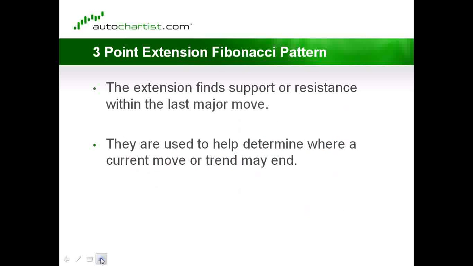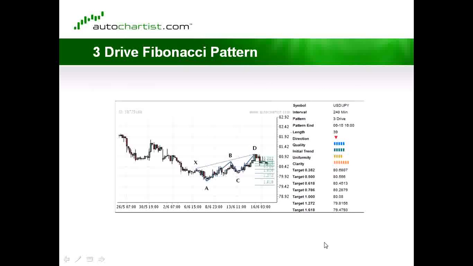Another chart that we identify in AutoChartist is the 3-drive Fibonacci pattern. In the 3-drive pattern, again, you can see the characteristic lightning bolt in here. The 3-drive pattern is formed by 3 consecutive symmetrical mountaintops for bearish patterns, or they call them valleys for bullish patterns. So in this case, X to A and B to C are 2 symmetrical patterns, as well as the relationship between A and B and C and D.